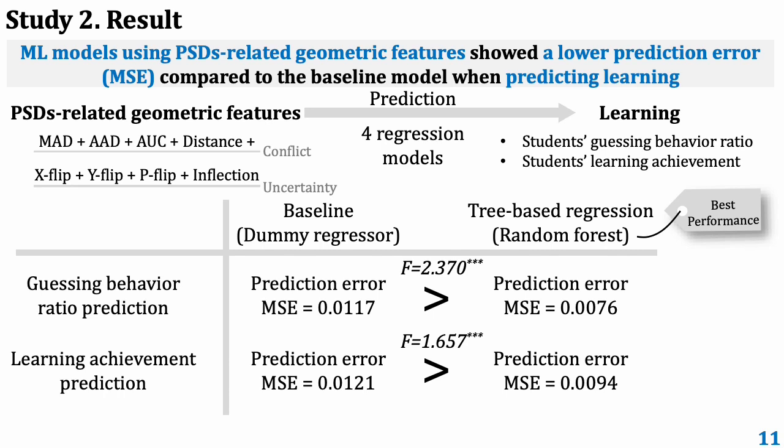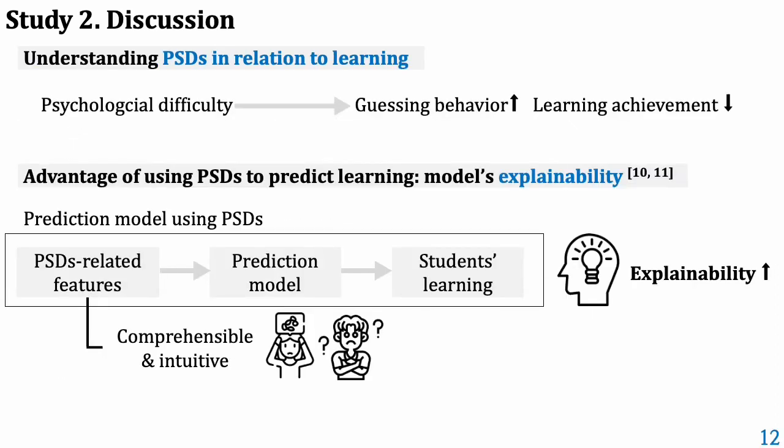As shown in the table, the tree-based regression model, which is our best performing model, can significantly reduce prediction error compared to the baseline model. This result implies that using the PSDs related geometric features can help predict learning. From the results of correlation and ML analysis, we discussed the implications of each result. Let me introduce some of the discussion points.